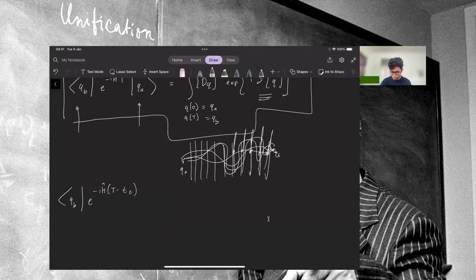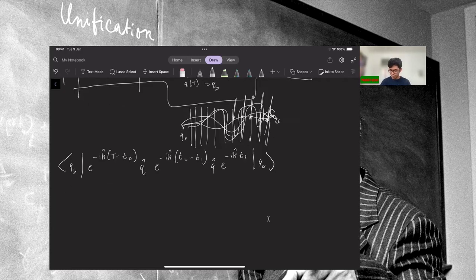This is a T2, it's a Q hat, T2 minus T1. God, my handwriting has really deteriorated over the last day. And again, a Q hat, and then e to the minus iH T1 QA.